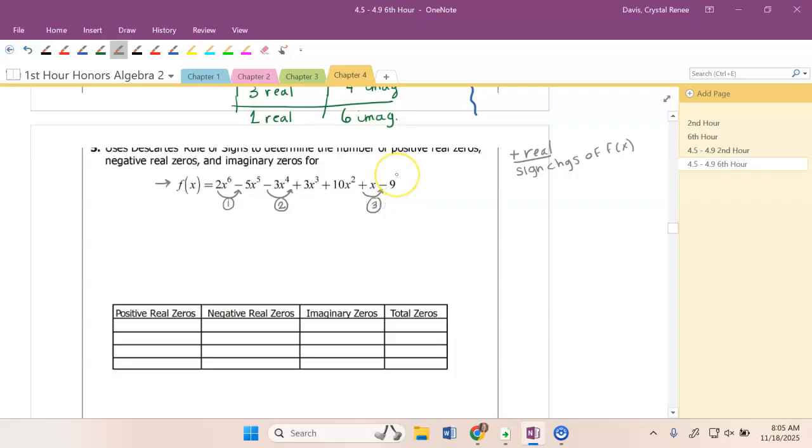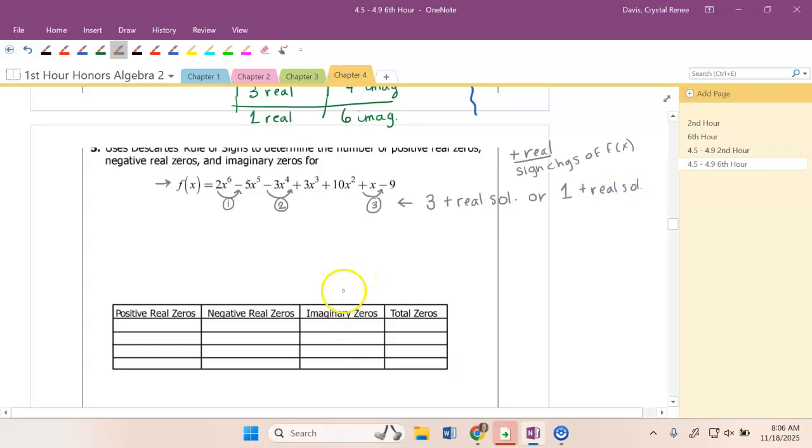So we would say that f of x has 3 sign changes, meaning that we have 3 positive real solutions. Or, remember in the packet it says "or less than by an even number." The smallest even number is 2. So if we take 2 away from 3, we could also have 1 positive real solution.